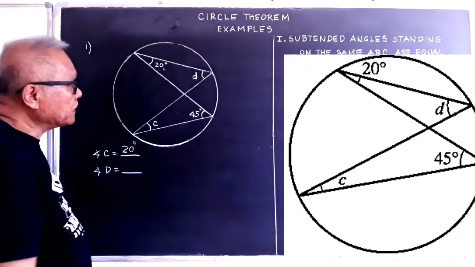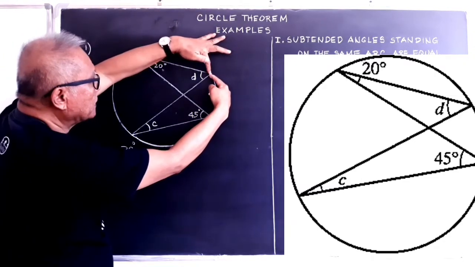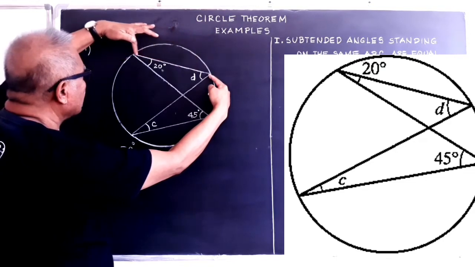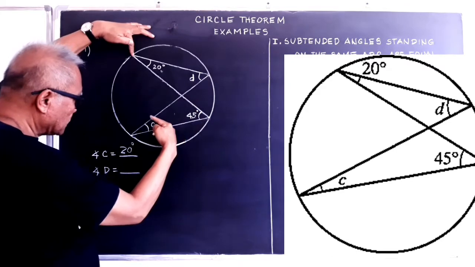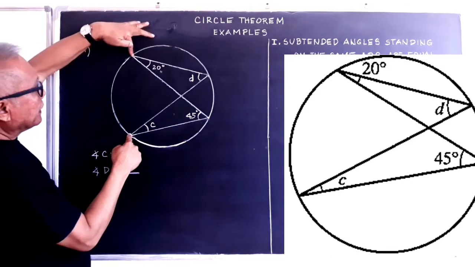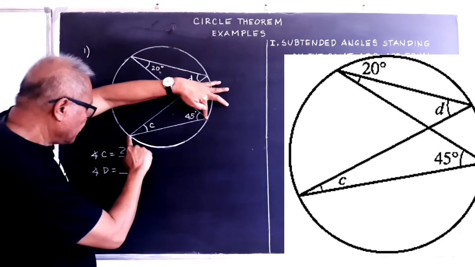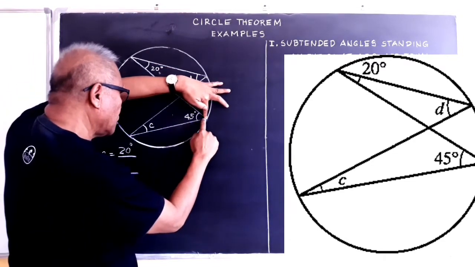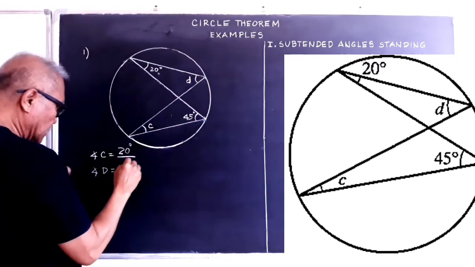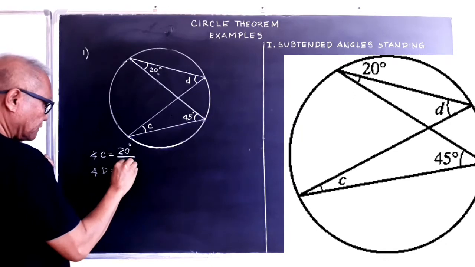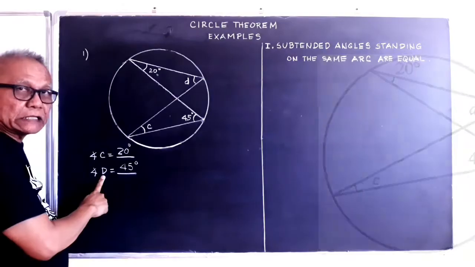Now let's have letter D. I'm going to start here, letter D. My left finger will trace this one here, my right finger will trace this one here, and then my left finger will go here and my right finger will go there also. Meaning this one is equal to D. So D is equal to 45 degrees.